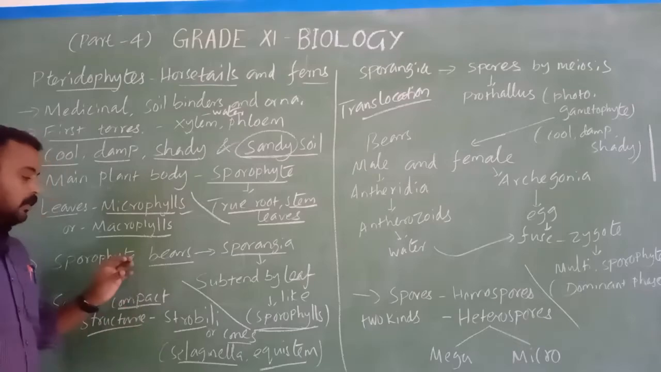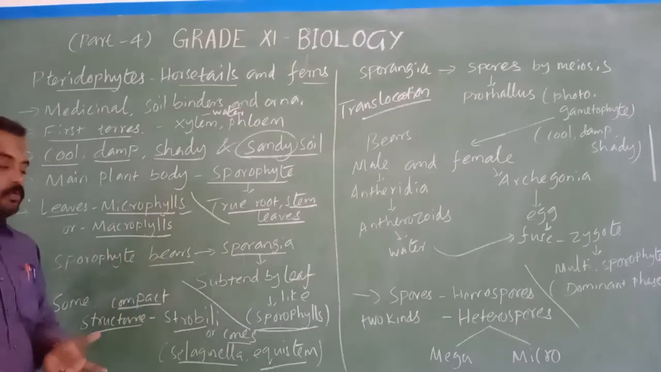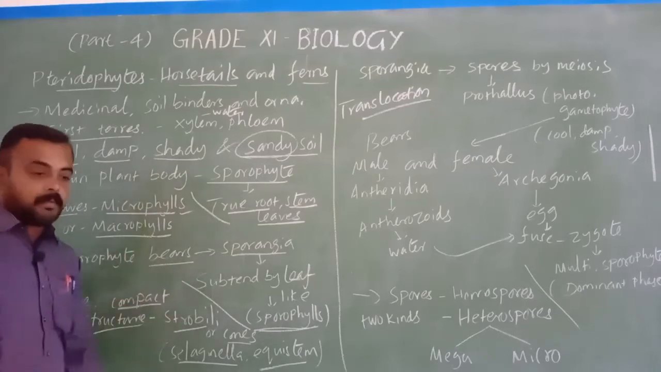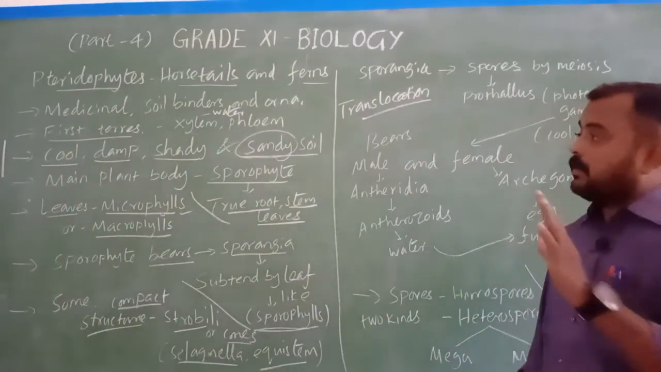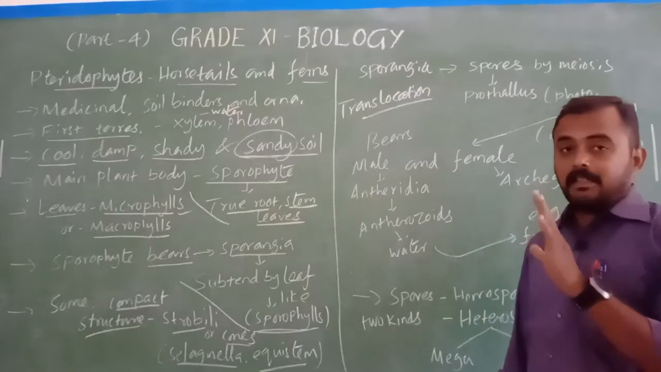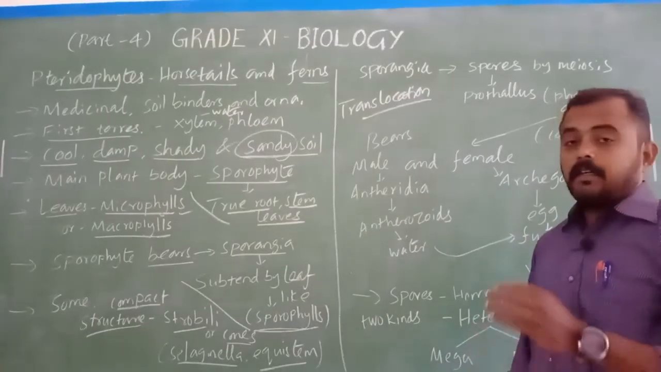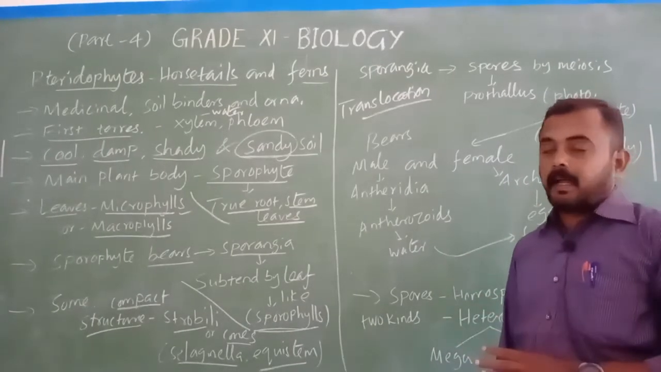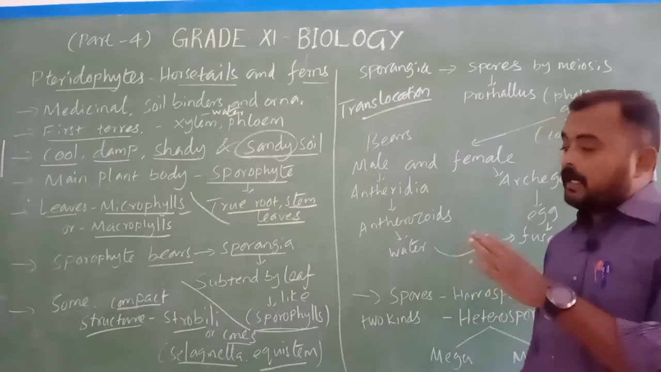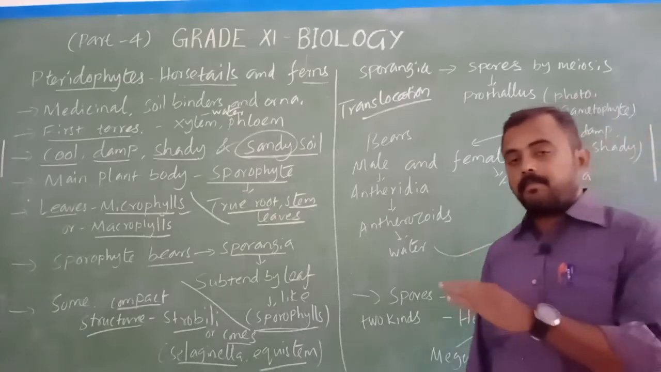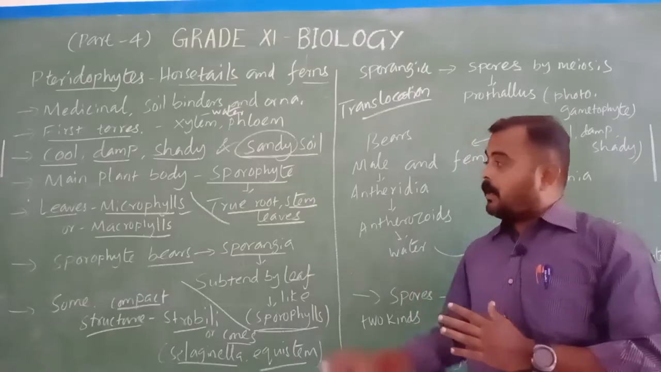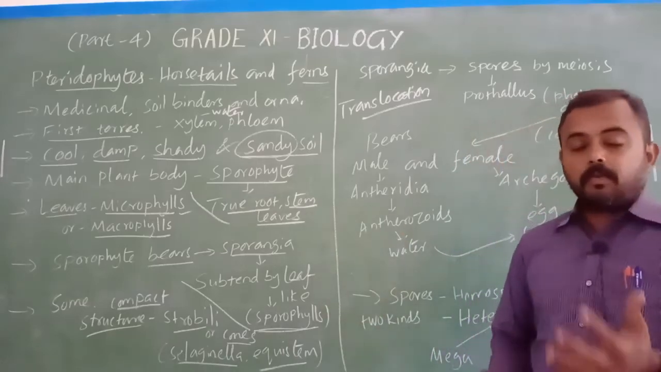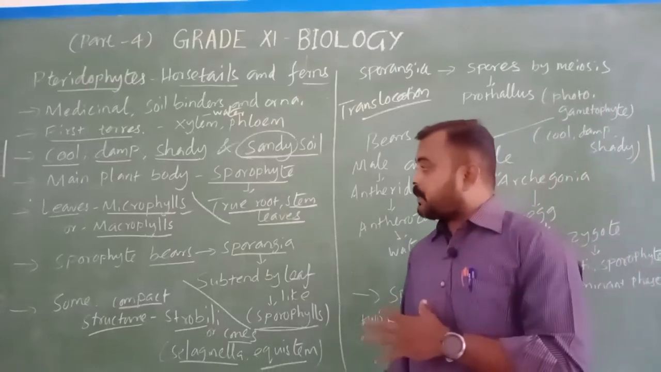We can say cones or strobili. So what we have seen is where it is present, and this is the first terrestrial plant. Then leaves: we have small ones and big ones. Small ones are known as microphylls and big ones are known as macrophylls.